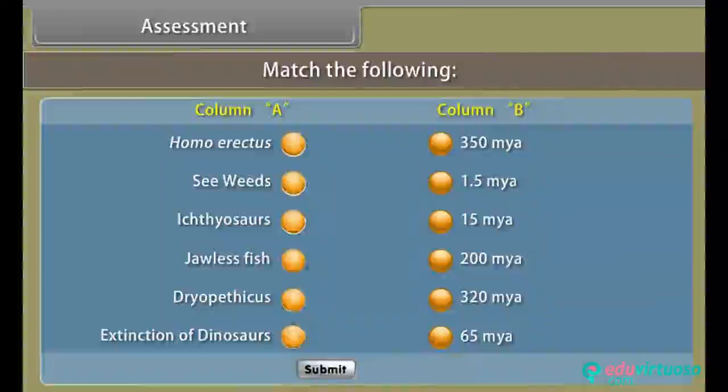Assessment. Before proceeding further, let us know how much you have learned. Match the following life forms with the periods during which they evolved.